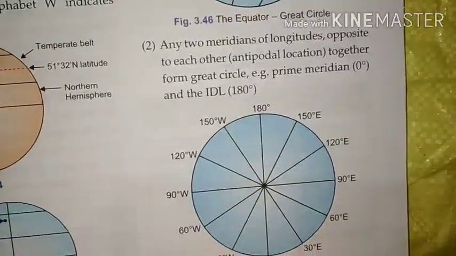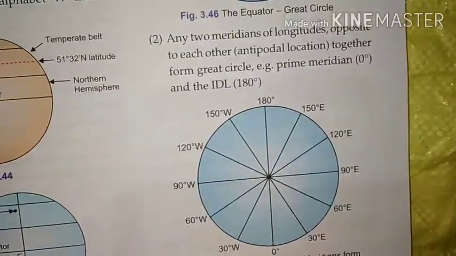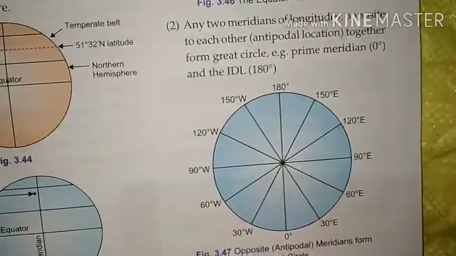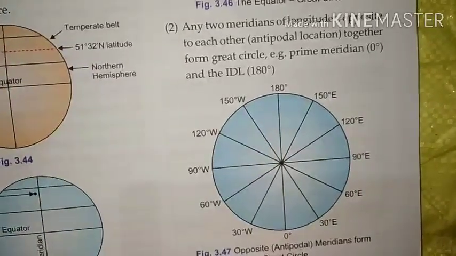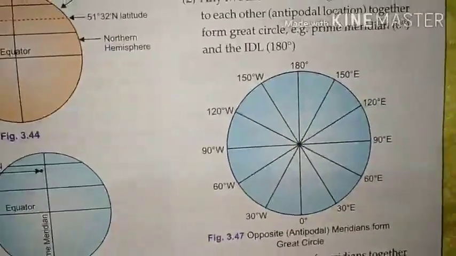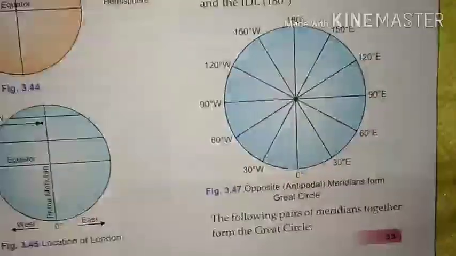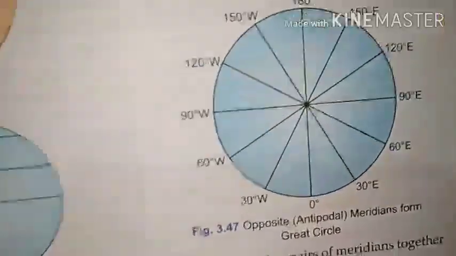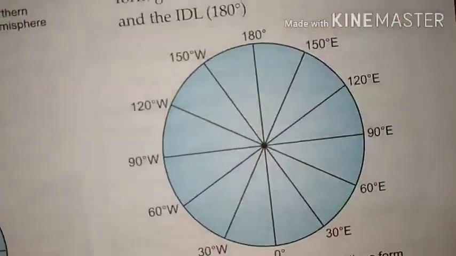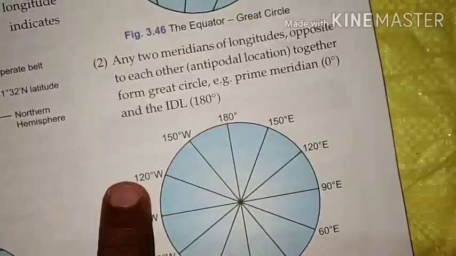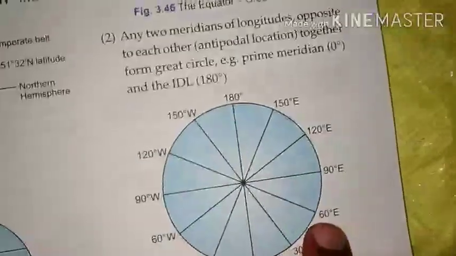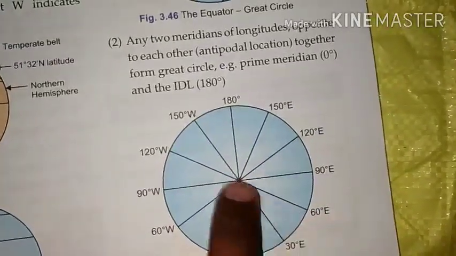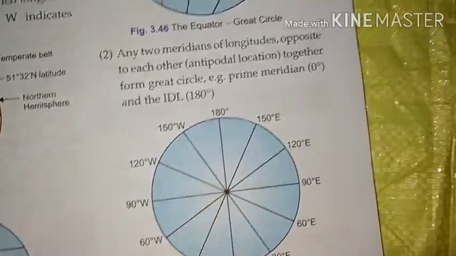So the simple thing is that if you add two longitudes and the answer is 180 degree, then both the longitudes together make a great circle. Alright, but one of those longitudes should be in the eastern hemisphere, the other should be in the western hemisphere. Like you can see in the example, 120 degree west and 60 degree east. The sum total of both these angles is 180 degree. So you can see a single line, so we are calling it a great circle.